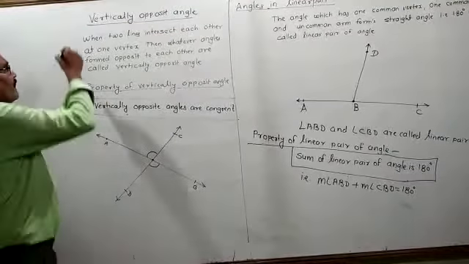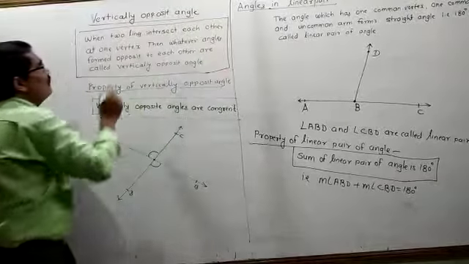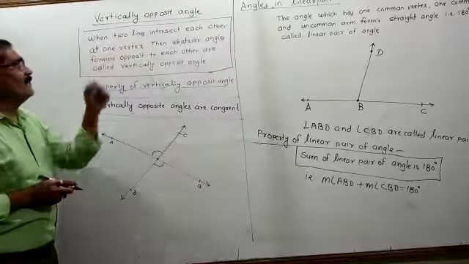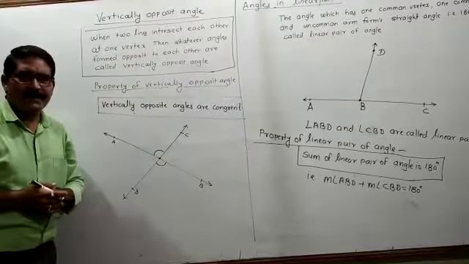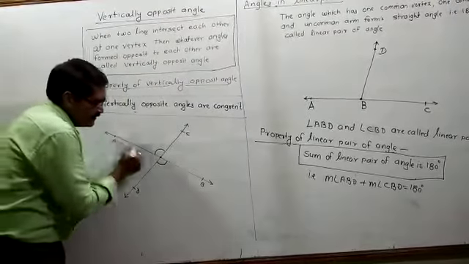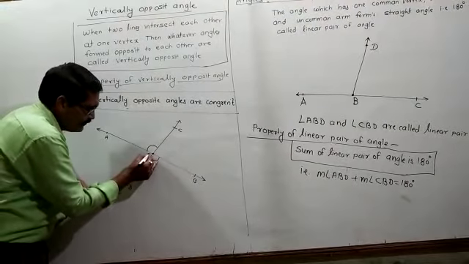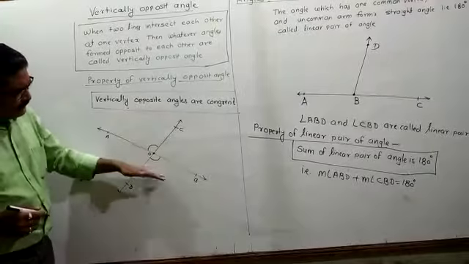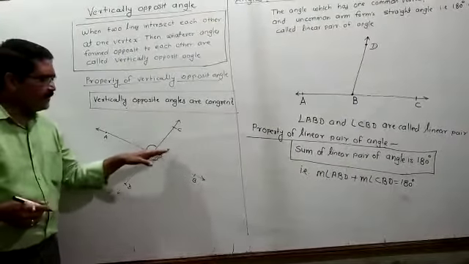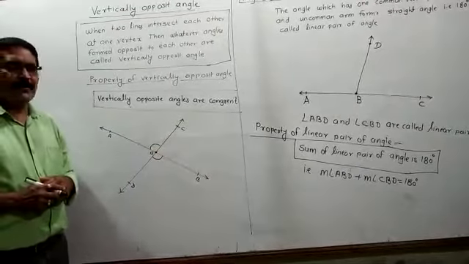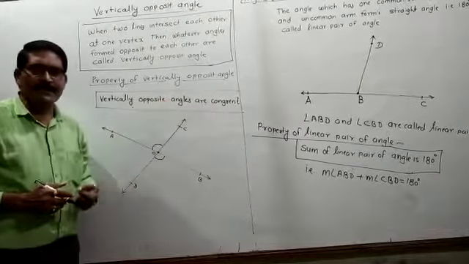So I will write the definition of vertically opposite angles: when two lines intersect each other at one vertex, then the angles formed opposite to each other are called vertically opposite angles. Here line AB and line CD intersect at common point O. And what is the property of vertically opposite angles? This is the important property: vertically opposite angles are congruent.